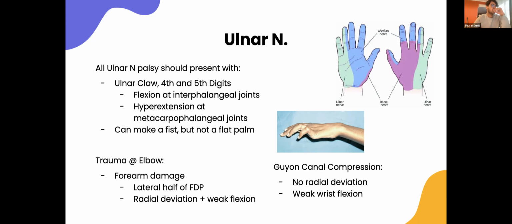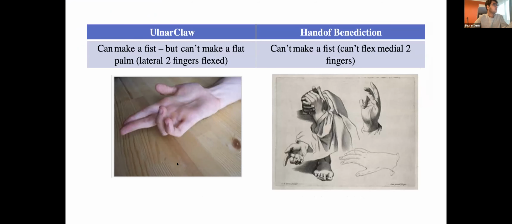So we have a really good question about how we tell the difference. What's the difference between the hand of benediction and the ulnar claw? Okay, so the big test is that in ulnar claw, you can make a fist, but you can't make a flat palm. And that's because the lateral two fingers are flexed, right? With a hand of benediction, we can't make a fist, and we can't flex the medial two fingers.